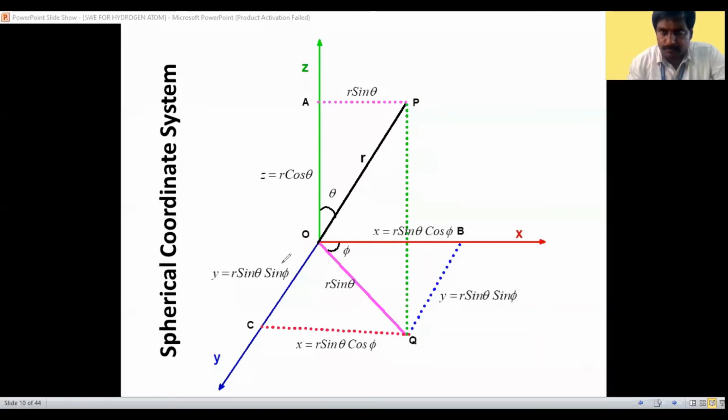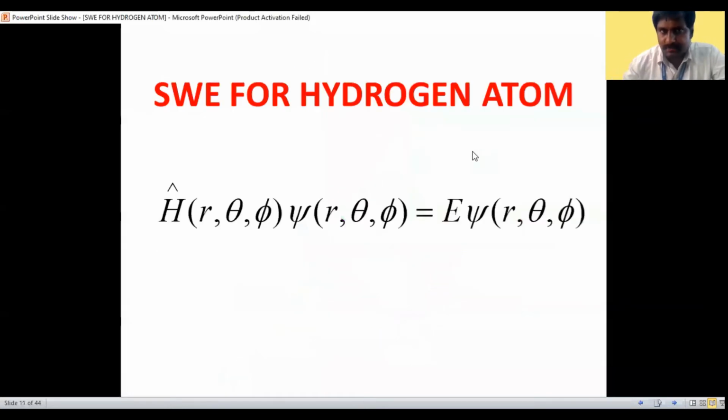So now if you substitute these polar coordinates into our Schrodinger wave equation, and derive the Schrodinger wave equation for the three-dimensional box, what do we get? H cap of r, theta, phi into psi of r, theta, phi equals E into psi of r, theta, phi. This is the Schrodinger wave equation for the hydrogen atom.